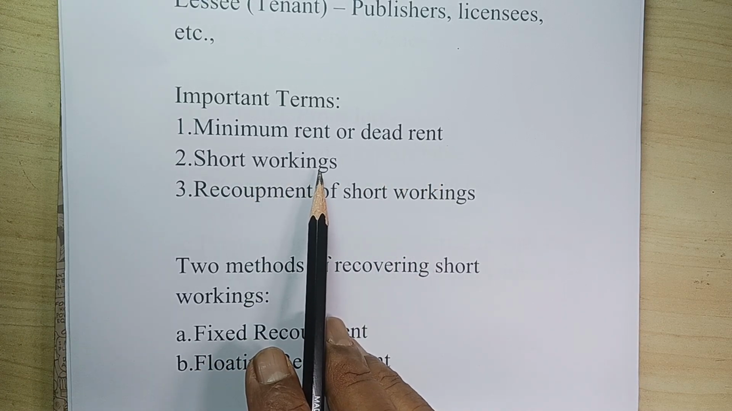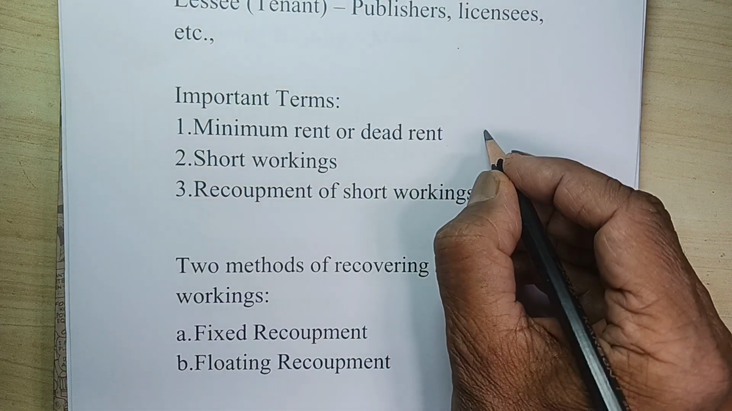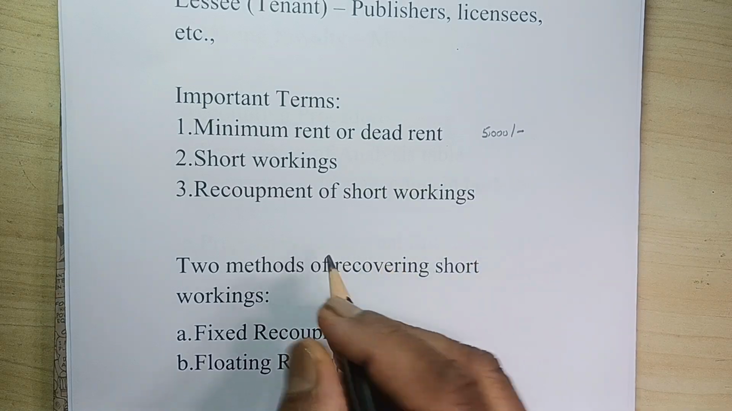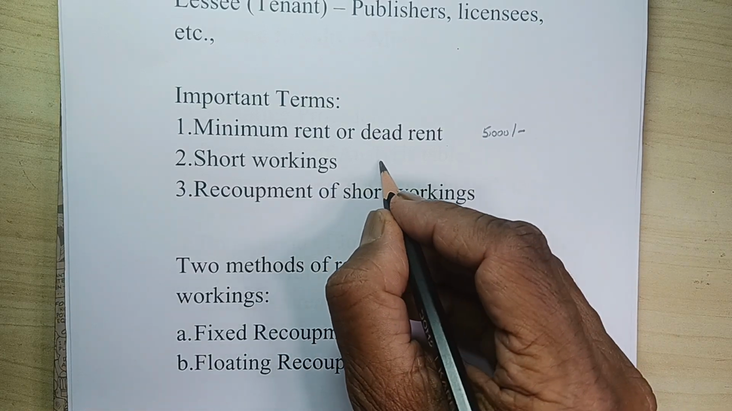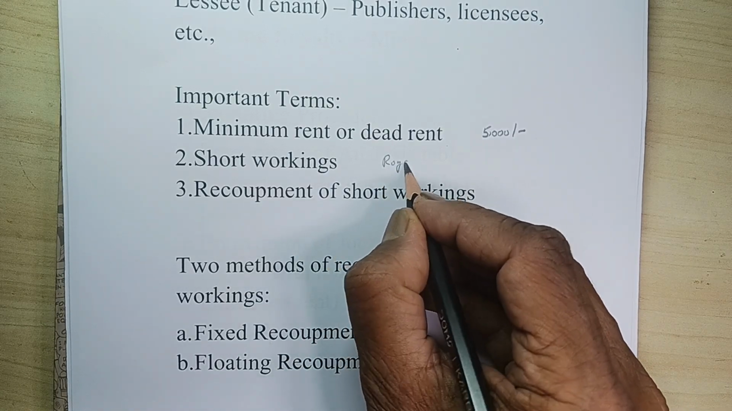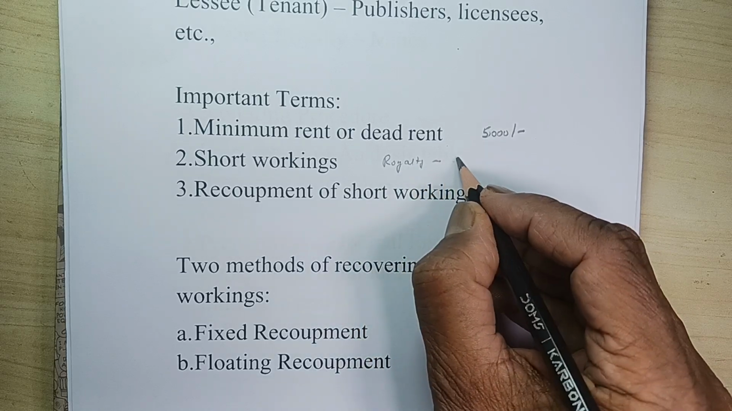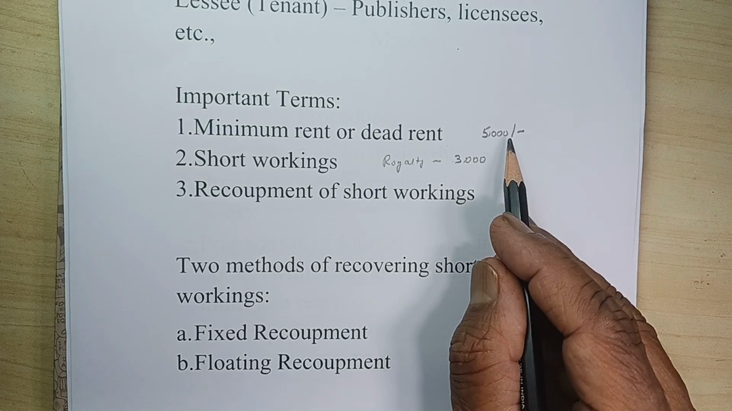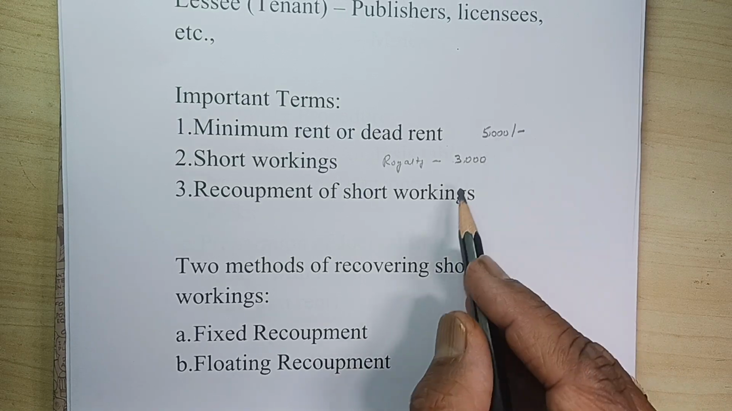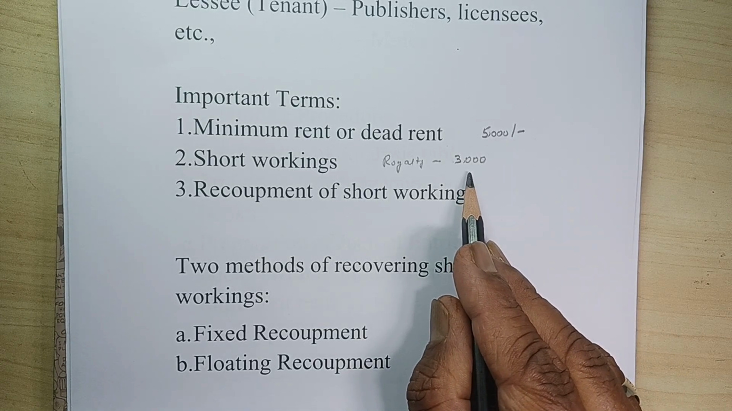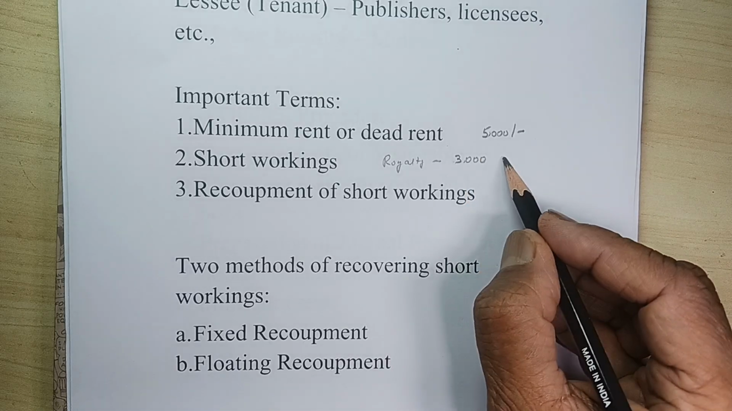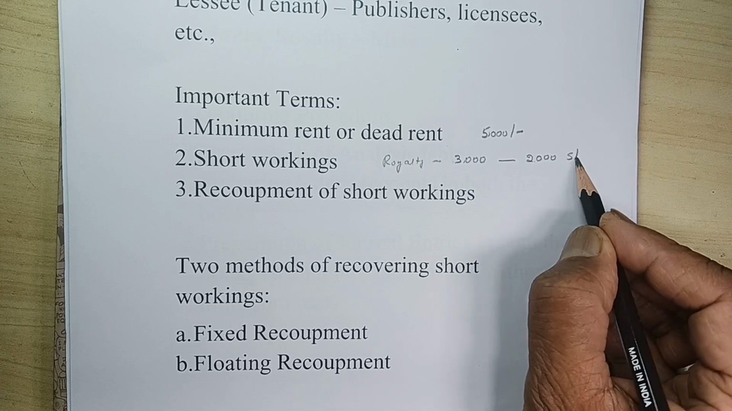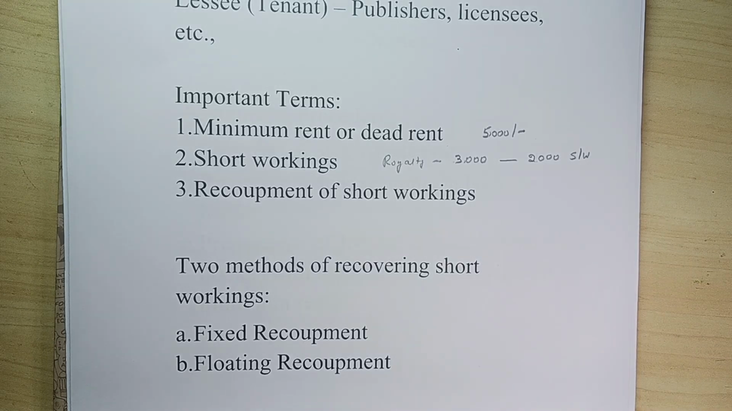What is short working? Assuming that minimum rent has been fixed at 5,000, whereas the actual royalty earned is, assuming, 3,000. But he has to pay me how much actually? 5,000. But the royalty is only 3,000. Then he has to pay 2,000 rupees from his pocket, which is called short working.